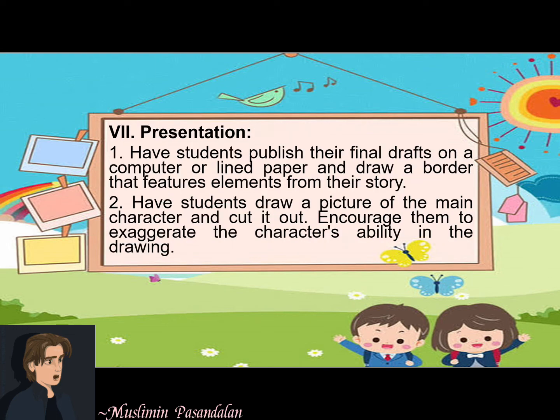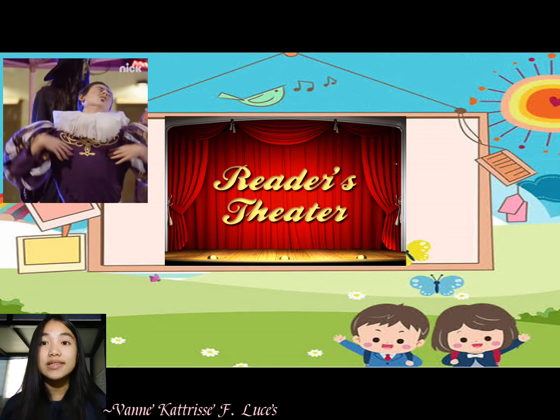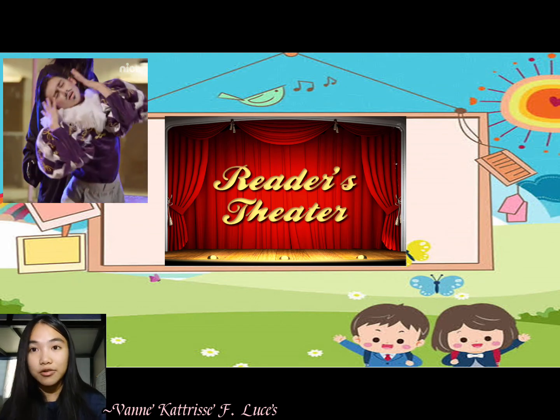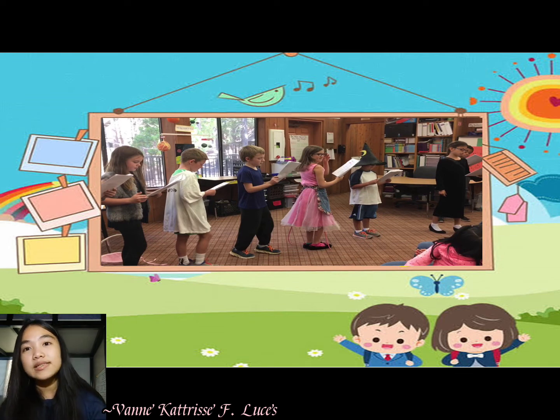Number 7, presentation. Readers Theater. It is a way to involve students in reading aloud. In Readers Theater, students perform by reading the scripts created from the stories. Usually, they are doing Readers Theater without costumes and props. So, it is a strategy that combines reading practice and performing.